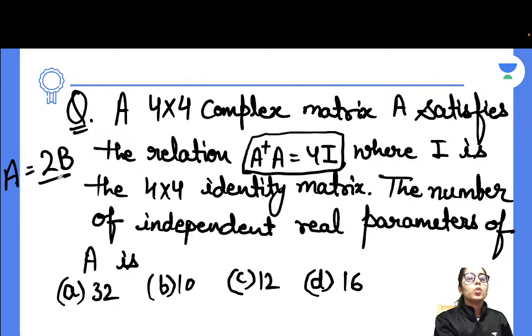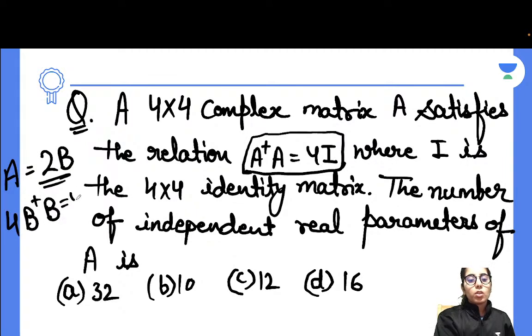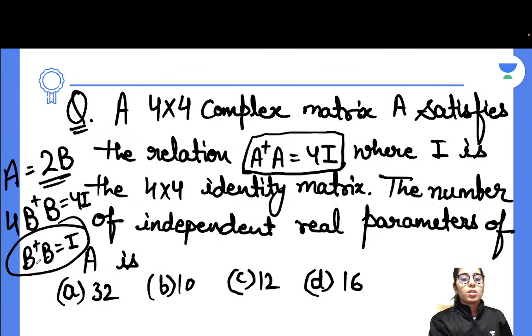Why? Because I want to match the given expression with some standard matrix condition. So A is equal to 2B, which gives 4 B dagger B when I put that A value there, equal to 4I. That gives you B dagger B is equal to I itself. Now this is the condition for what? The unitary matrix, because a unitary matrix is the matrix which satisfies this condition.